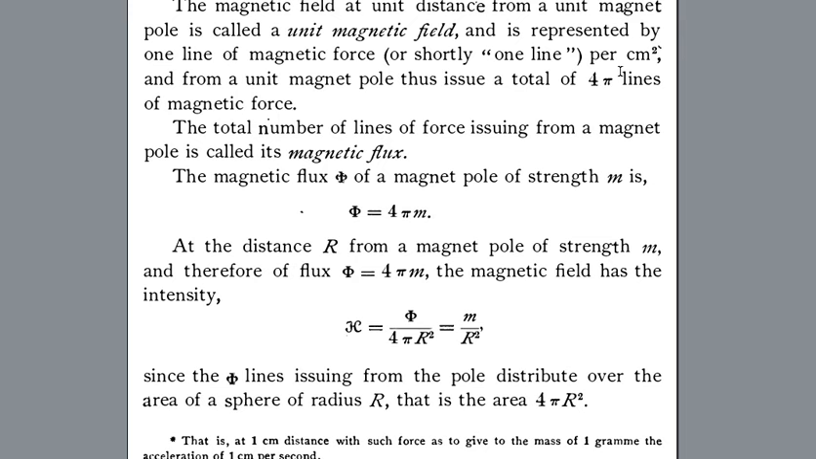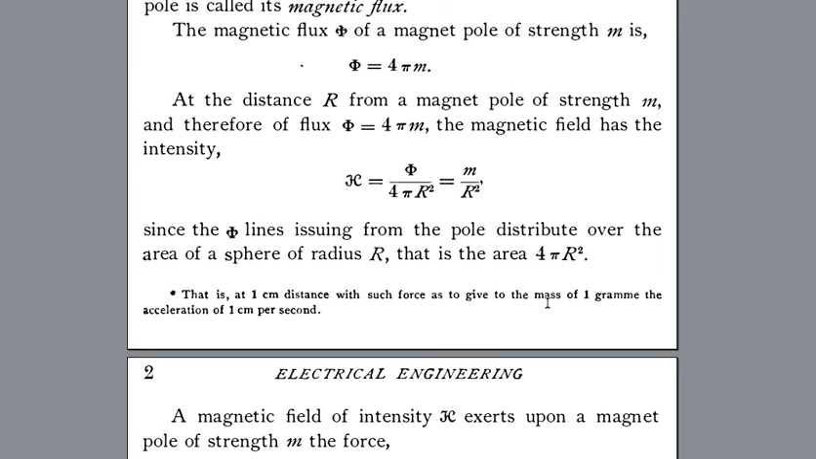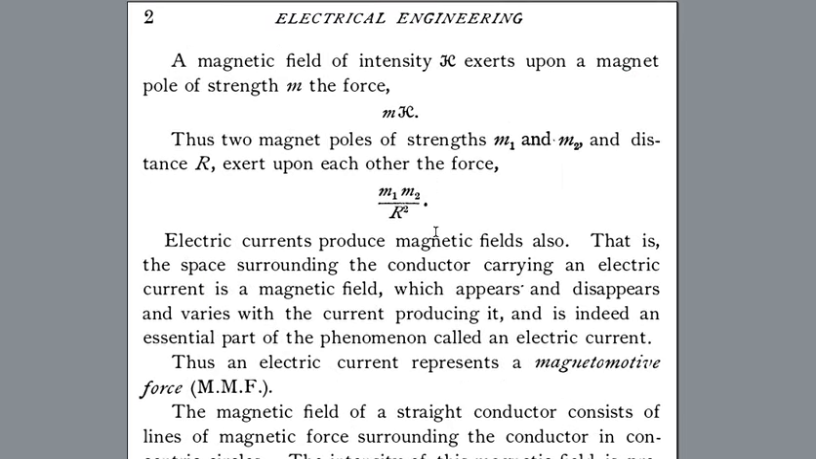Note: unit force is defined as the force that, at a distance of 1 centimeter, gives a mass of 1 gram an acceleration of 1 centimeter per second squared. A magnetic field of intensity H exerts upon a magnet pole of strength m a force equal to mH. Thus, 2 magnet poles of strengths m1 and m2 at a distance r exert upon each other the force m1·m2/r².